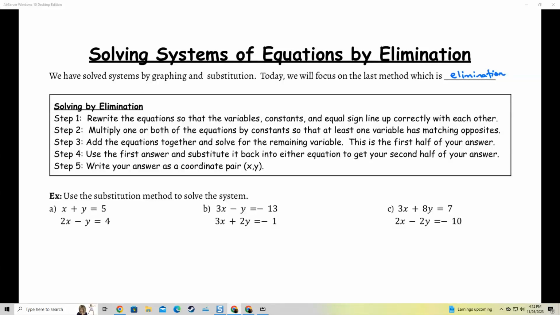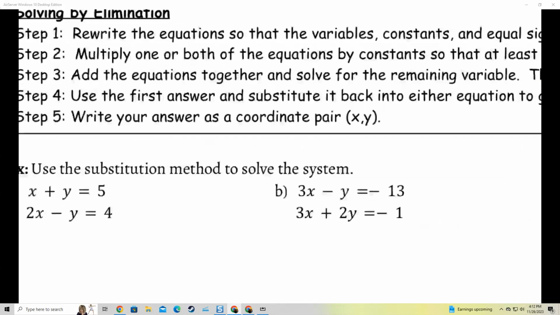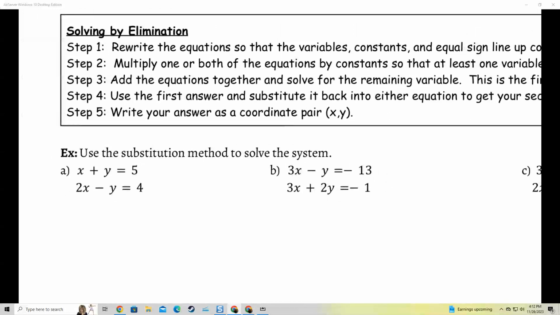It says use the substitution. That's not substitution. It should say elimination method. Sorry about that. Let me cross this out. No. This is the elimination method.